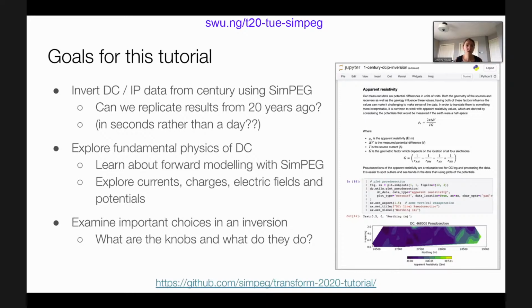In the next notebook, we'll go through and explore some of the fundamentals of the physics of DC resistivity. This will hopefully give you some ideas about how you can set up your own forward modeling with SimPEG, and also explore aspects of the physics like the currents, charges, electric fields, and potentials. And so if you're looking at survey design type problems, hopefully what you learn here will extend to other methods that you might be interested in.